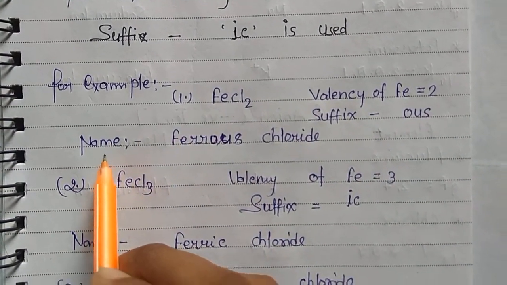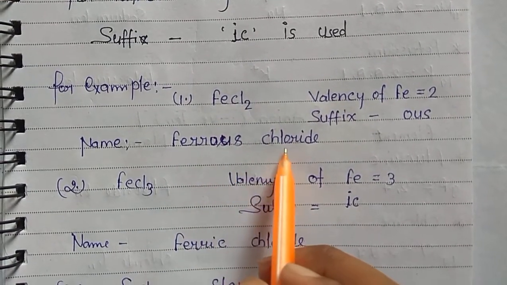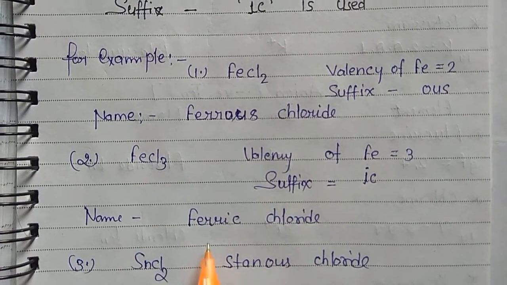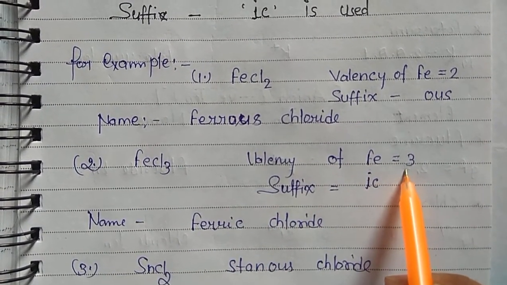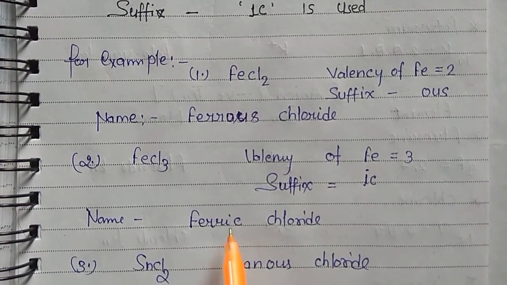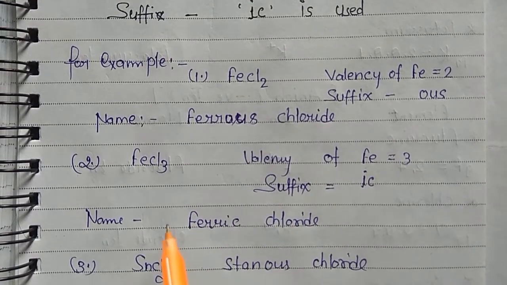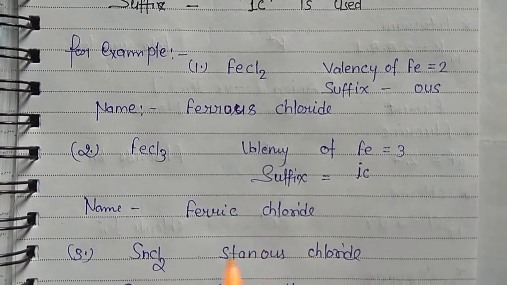Now we can write the name of FeCl2 as ferrous chloride, and FeCl3 as ferric chloride, ferric because the valency of iron is 3, so we use the suffix ic. Ferrum is the Latin name of iron, so the name is ferric chloride.